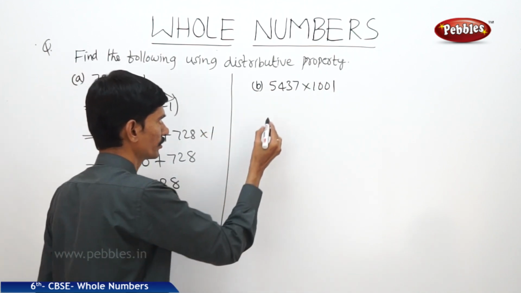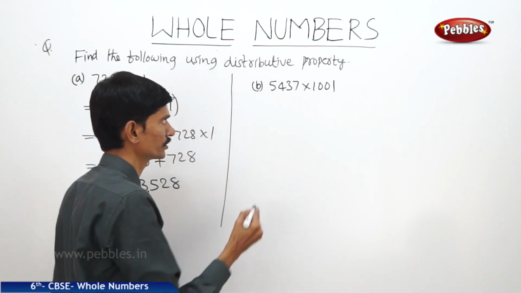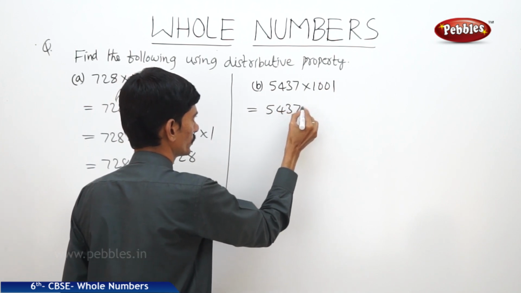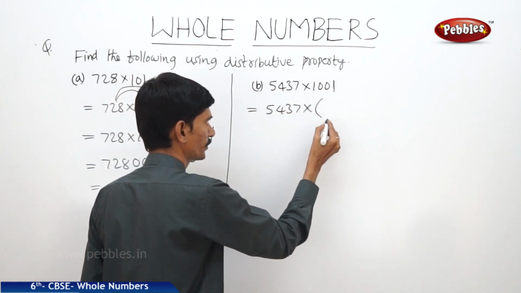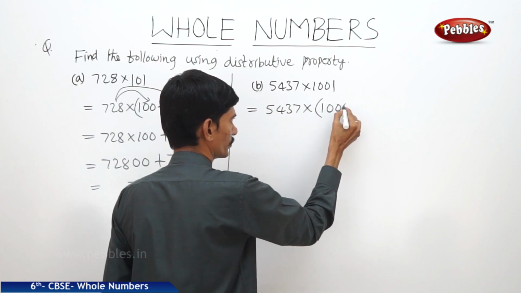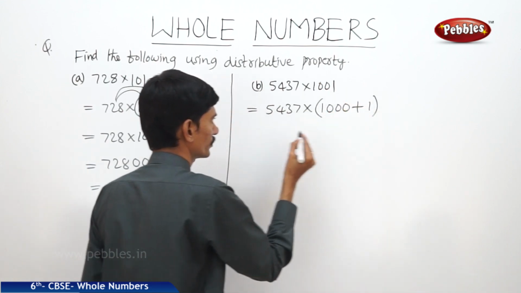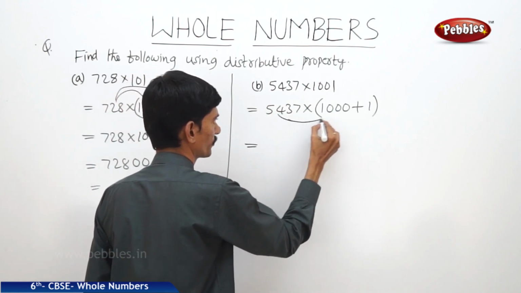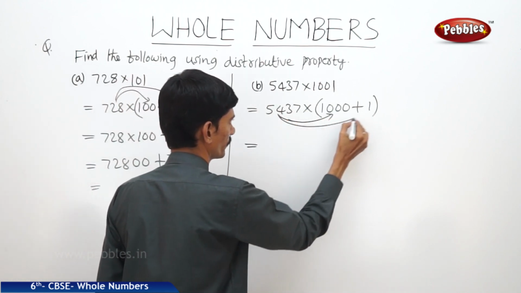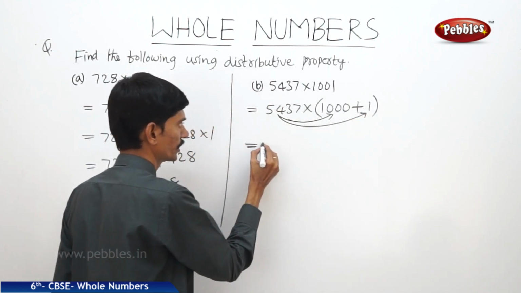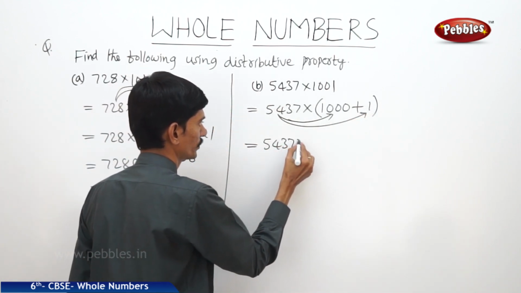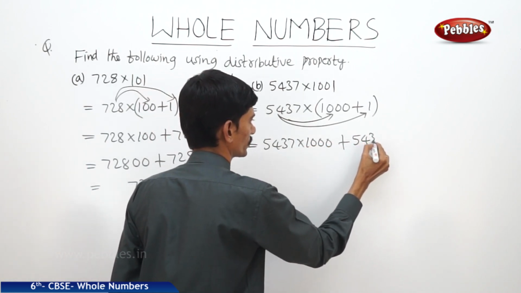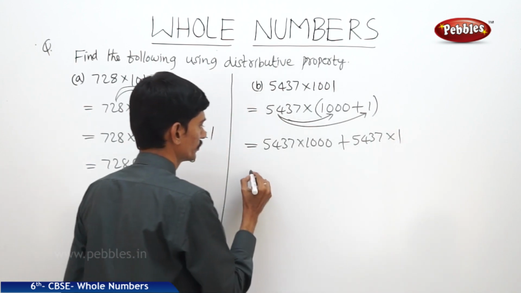The next question: 5,437 is multiplied by 1,001. Here also we can write 1,001 as 1,000 plus 1, so we can use the distributive property. 5,437 is multiplied by 1,000 and multiplied by 1. So we get 5,437 into 1,000 plus 5,437 into 1.